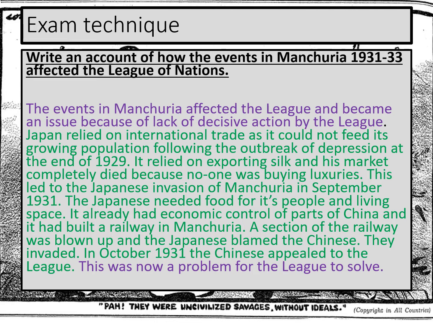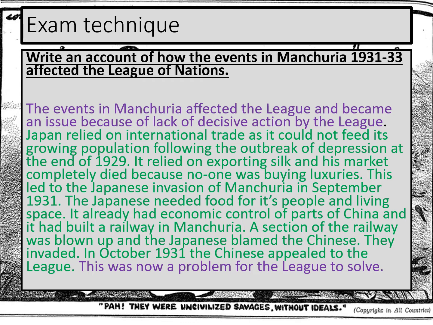The stuff that I've written in purple is the stuff where I'm linking back to the question. The stuff in green is where I'm talking about what actually happened. I am writing an account of those events. So the stuff where I'm saying how it affected the League of Nations is in purple. The stuff where I'm actually telling you about the account of the events is in green. So let's have a look. The events in Manchuria affected the League and became an issue because of the lack of decisive action by the League.